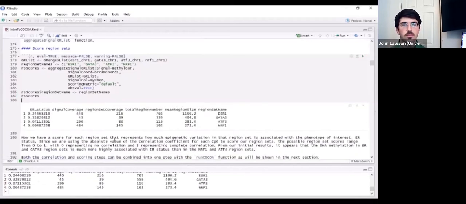Now we can see we have a score for each region set. The final column is region set name, and the ER status column gives a score. You can see that the ER and the GATA3 region sets have much higher scores, much higher average correlation, than ATF3 and NRF1. The function also gives some generic information about these region sets.